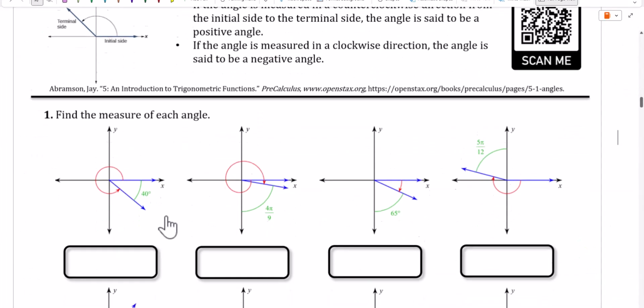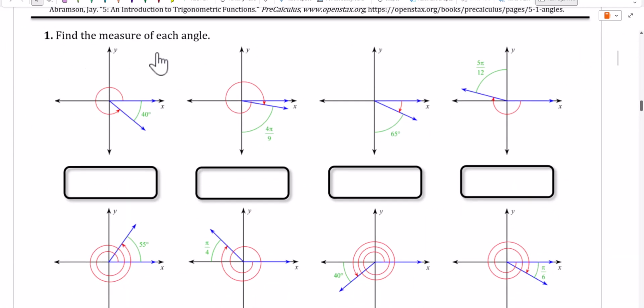You'll notice that right here, it says find the measure of each angle. Here we have an arrow that is pointing to the terminal side. Now this 40, don't get this confused. This is the reference angle. This is telling you how far, how many degrees, the terminal side is from the x-axis. This is not the measure of the angle. I want to know what is the measure of this angle right here. And that's what we're going to be doing. So let's take a look at how we would solve this.